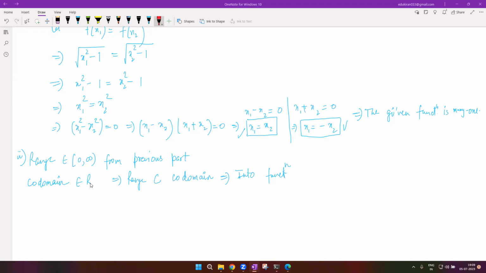For example, in this case, codomain is all real numbers, but range is only 0 to infinity. So range is a proper subset of codomain. Range is not equal to codomain. Codomain also consists of the negative number set, but range is not including that negative part. So that is why I'm saying that range is a proper subset of codomain.